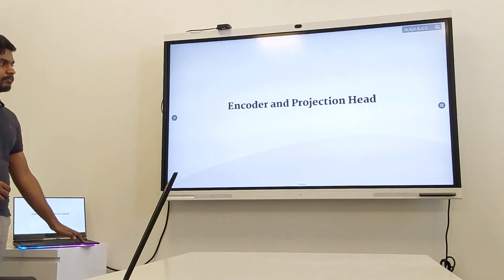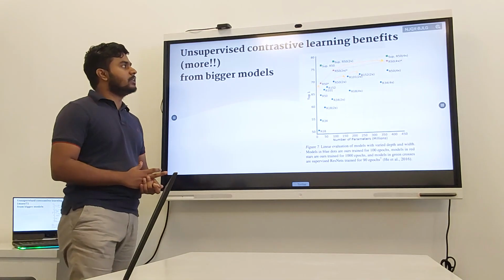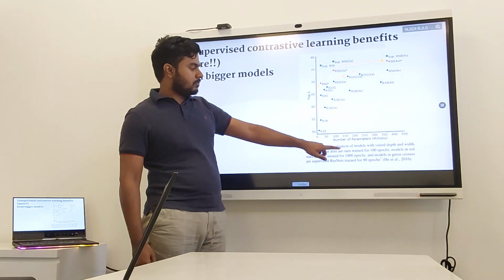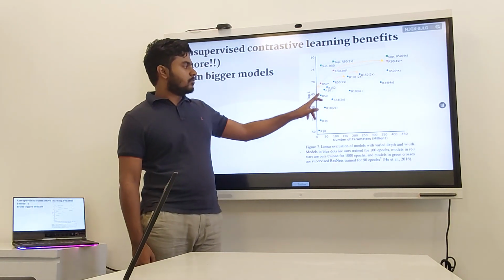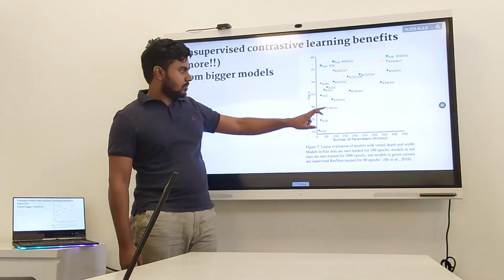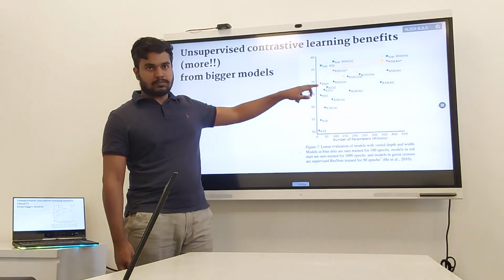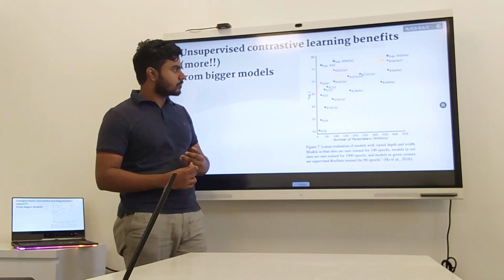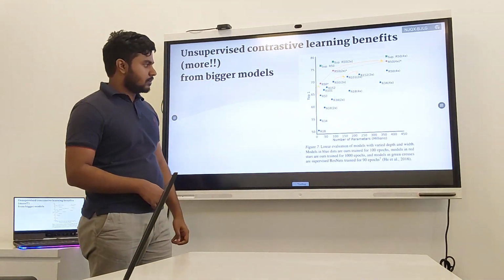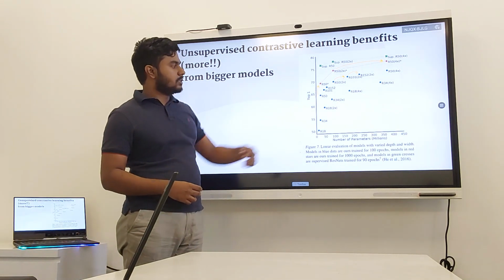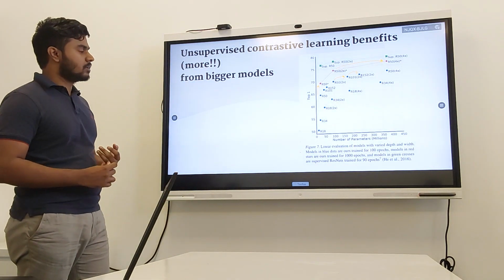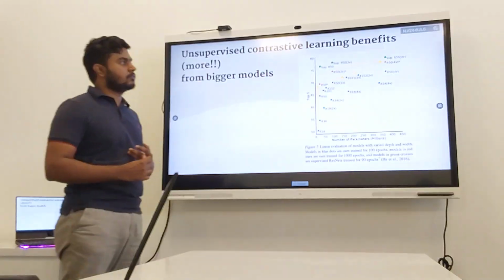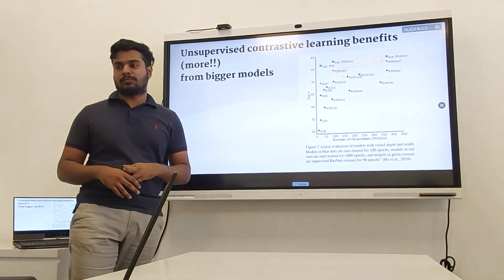Then for the encoder and projection head, the main key finding is that contrastive learning benefits more from bigger models. The blue dots are our trained examples for 100 epochs, and the red ones are for 1000 epochs. In the blue ones, by increasing the width of the model, the accuracy increases by a good margin. Here also. And increasing the training time also increases the accuracy of the model. So what they are basically saying is that the effect of model size in contrastive learning is much larger than in supervised learning.